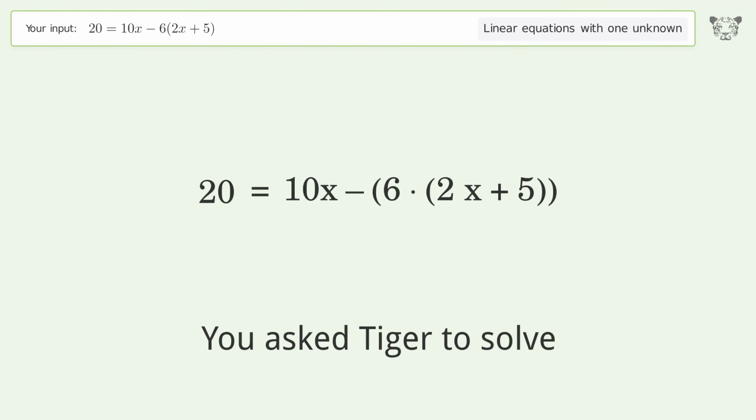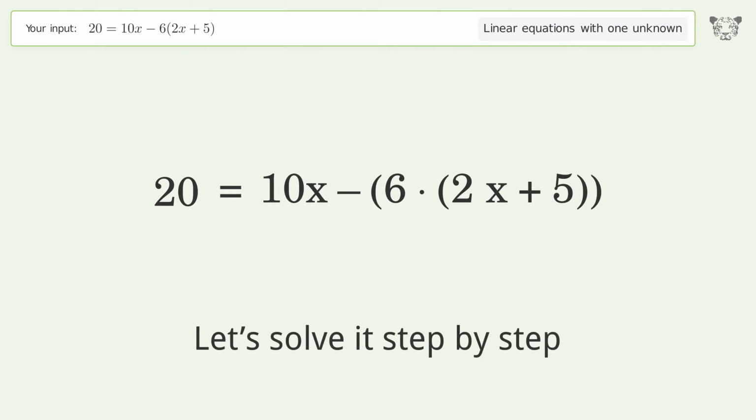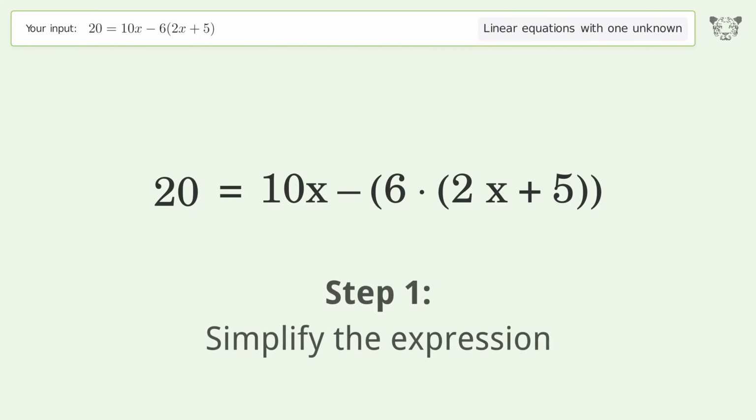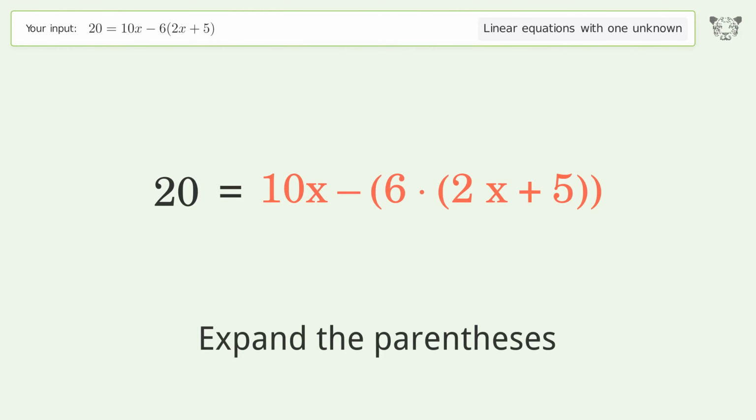You ask Tiger to solve. This deals with linear equations with one unknown. The final result is x equals -25. Let's solve it step by step. Simplify the expression. Expand the parentheses.